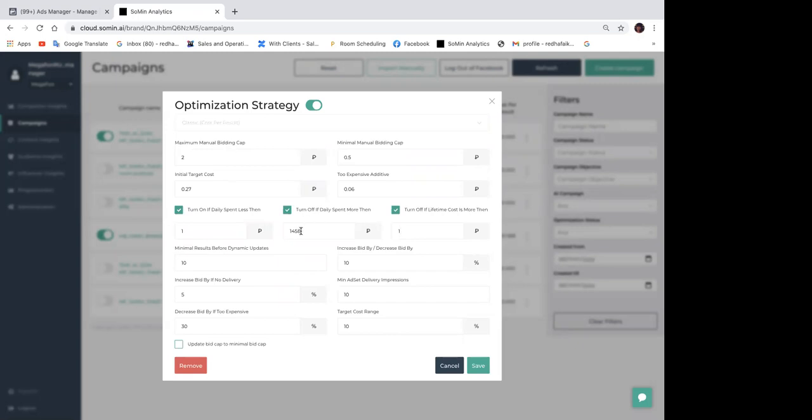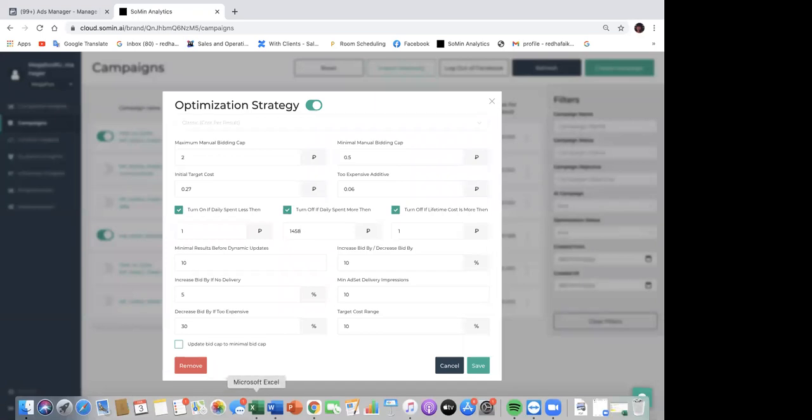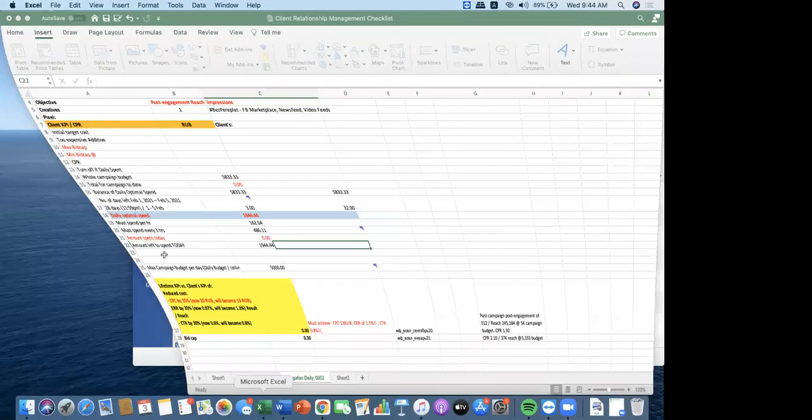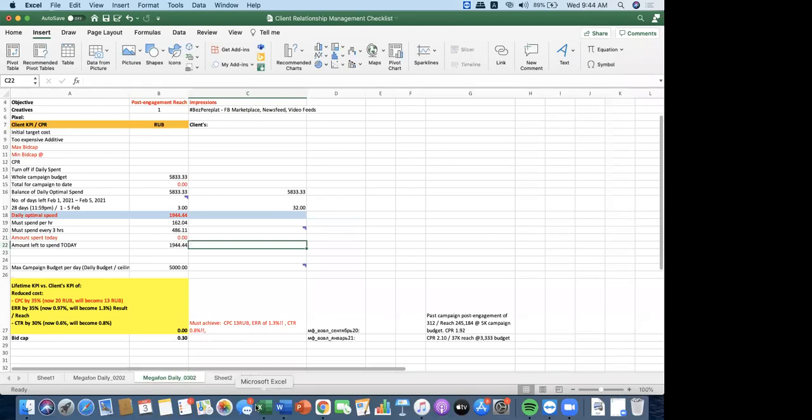This one I have to update, right? The turn off if daily spend is more than, because we are at the last days now. This is a daily. Yeah. If daily spend is more than, so what is your daily budget now? About 1.9. 1.9, right? Let me just quickly check. 1.944. Then put that number there.